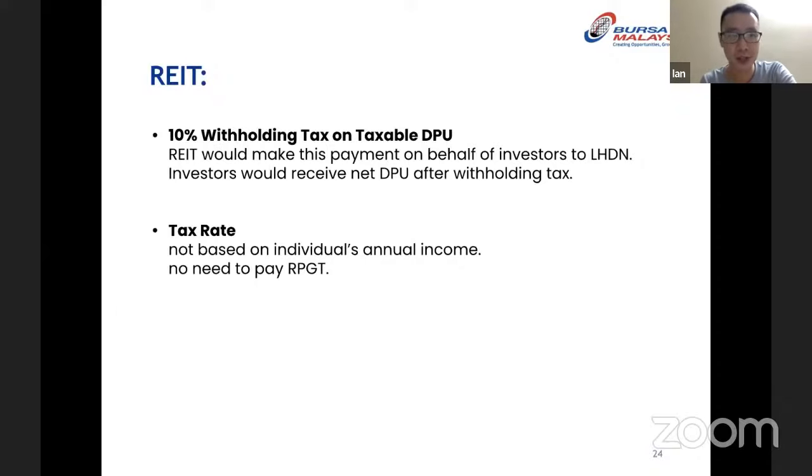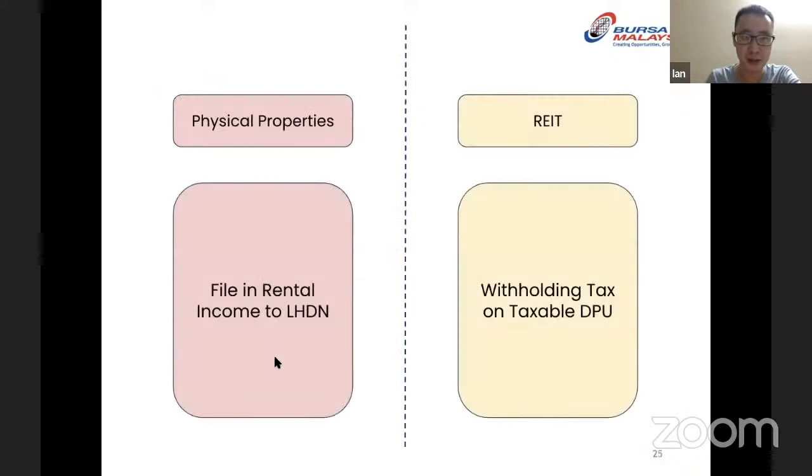So when it comes to REIT investment, there's less hassle with taxes, especially when it comes to administering or filing your tax. Therefore, when it comes to tax issues for physical properties, you need to file your rental income to LHDN. As for REIT, the REIT will help you pay the 10% withholding tax on its DPU, the taxable portion of the DPU.